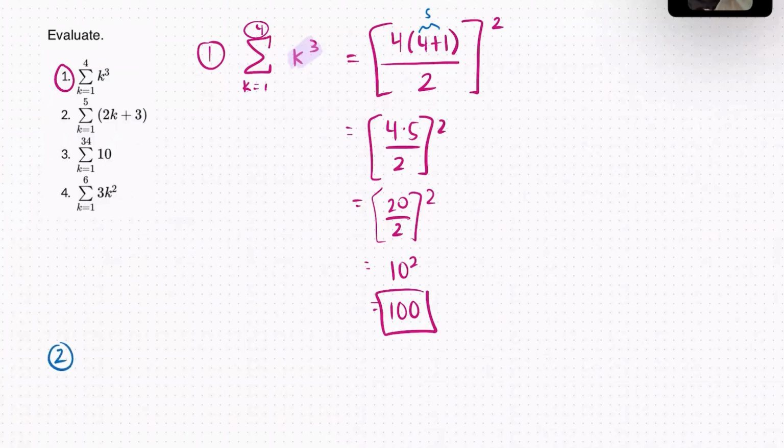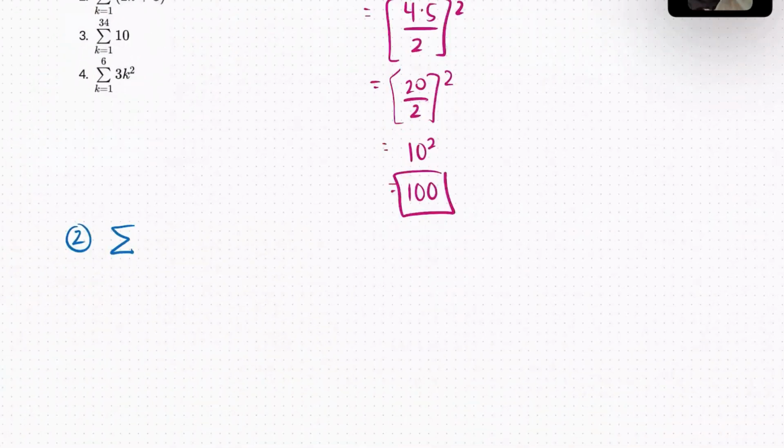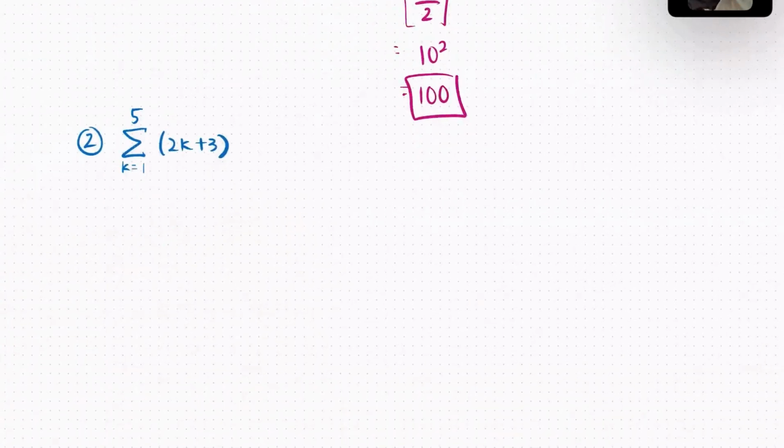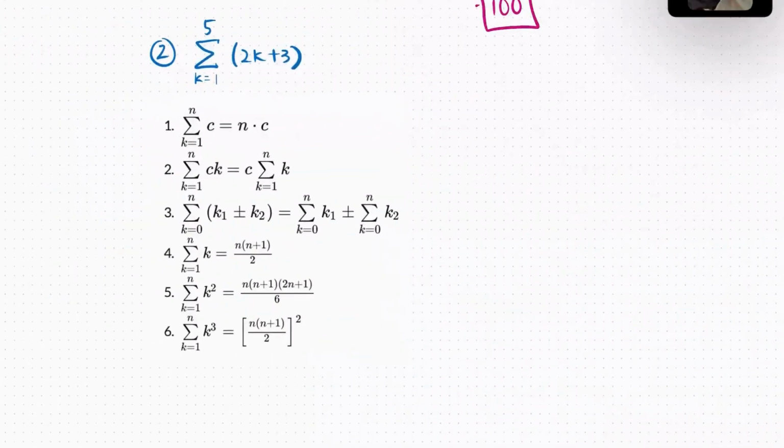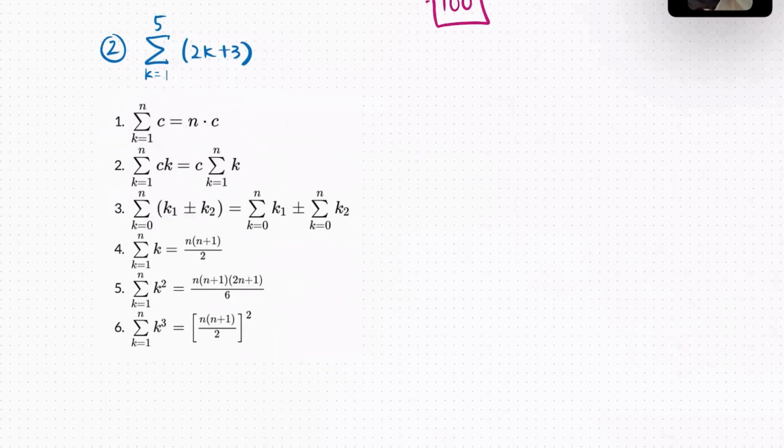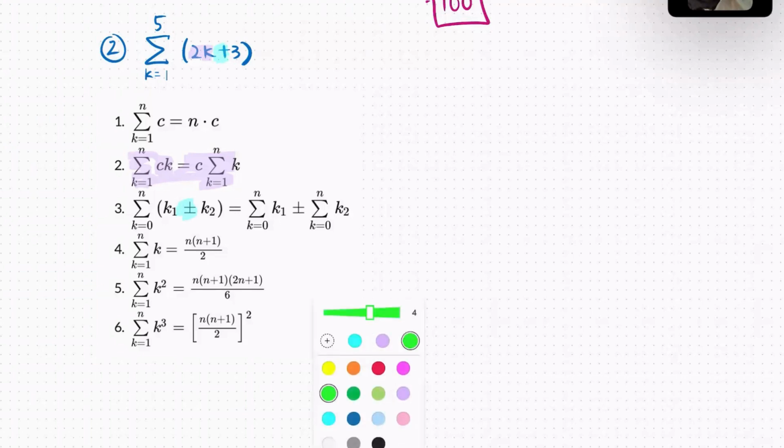Okay, let's try the second one. So we're looking at the sum, k goes from 1 to 5, of 2k plus 3. Again, let me paste our rules. Okay, so here are our rules. So this has a couple of them. I see we do have a constant multiple. That's the second one, right? We have this rule right here with the 2 and the k. But we also have some addition, right?